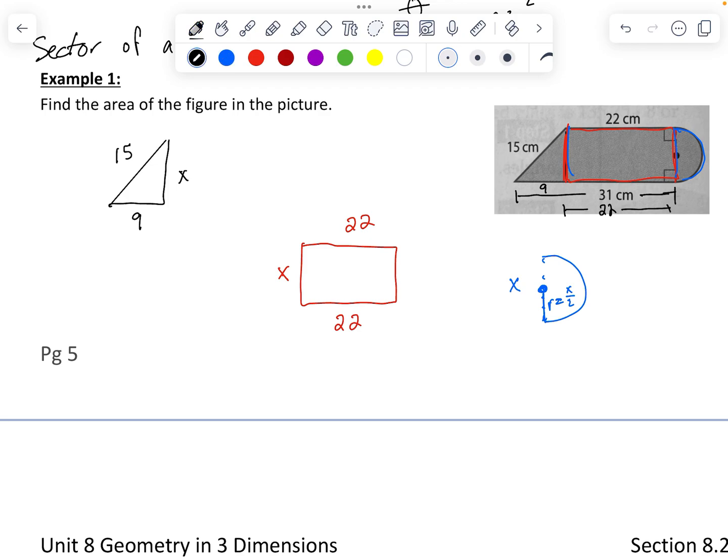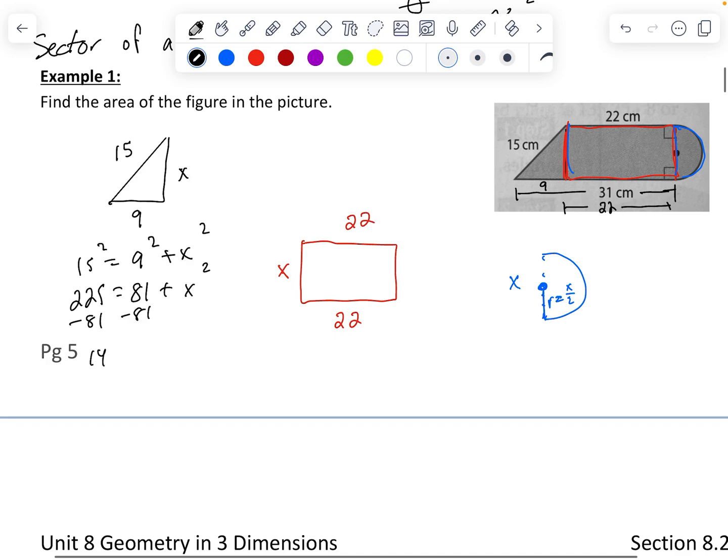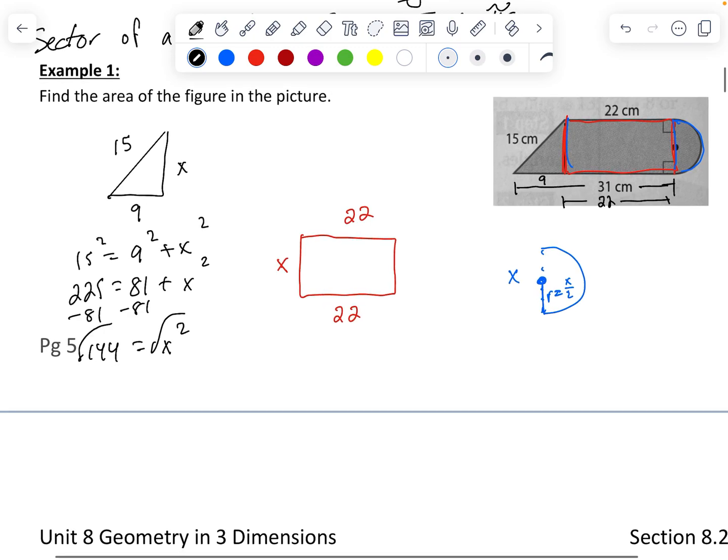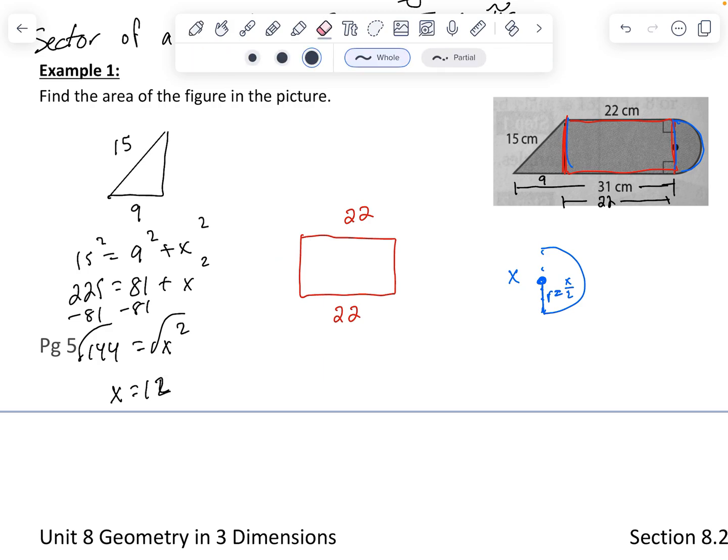So let's solve this thing. We've got 15 squared equals 9 squared plus x squared. So that's going to be 225 equals 81 plus x squared. When we subtract 81, we get 144 equals x squared. Take the square root, and x is 12. So now we can replace all of these x's with 12. So we've got 12, 12, 12, and then our radius is 12 divided by 2, so 6. All right.